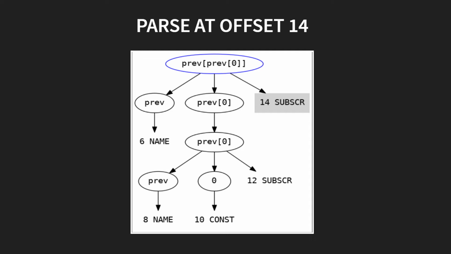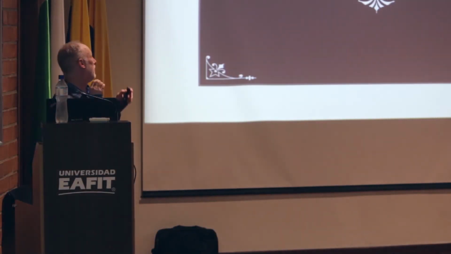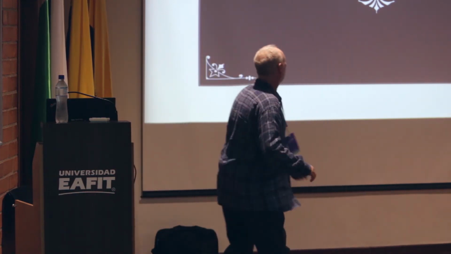And I'll point out, if you are at line 6, offset 6, it would be the first prev. If you're at offset 8, you'd be the second prev. If you're at const, you'd be at the 0. And we just went over those two. And so you have successfully completed Rocky's course on Decompilation 101.